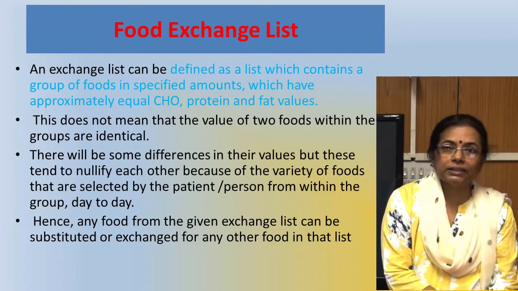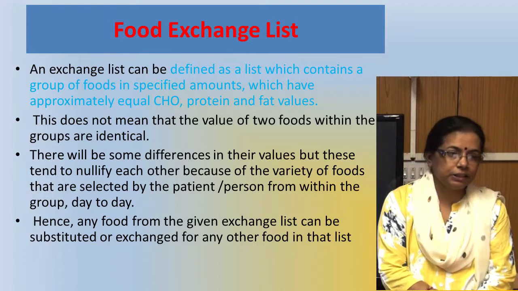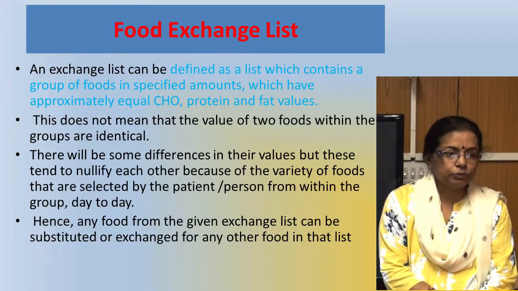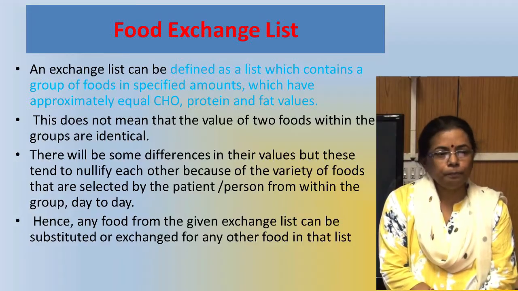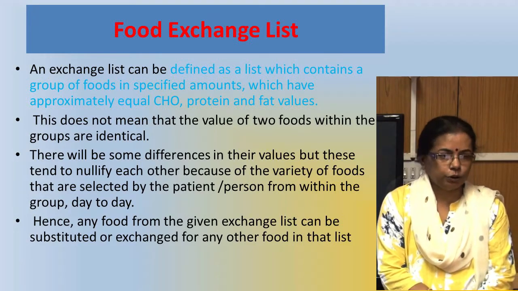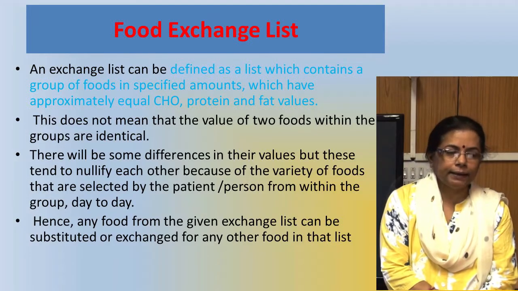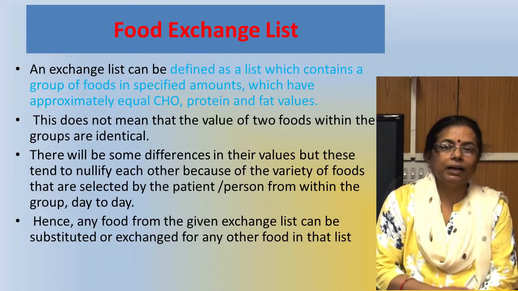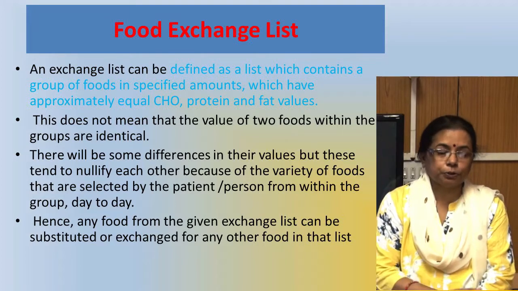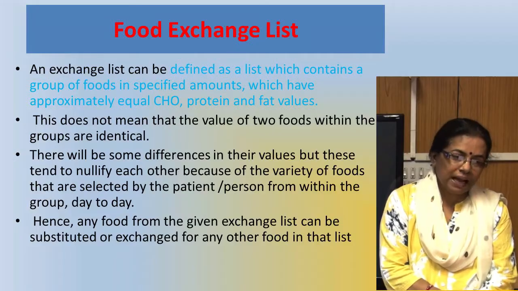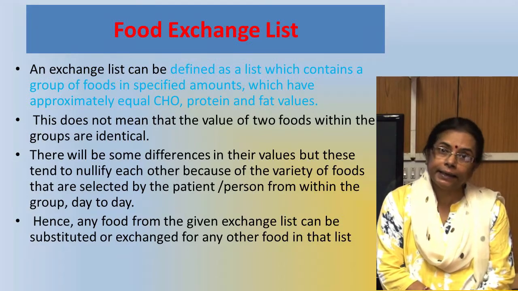So I used one term, food exchange list. A food list can be prepared from the food exchange list. So what is a food exchange list? A food exchange list can be defined as a list which contains a group of foods in a specified amount, which have approximately equal carbohydrate, protein and fat values. This does not mean that values of two foods within that particular group are identical. There will be some difference, but they tend to nullify each other because a variety of foods are generally selected from each list for day-to-day cooking. Hence, any food from the given exchange list can be substituted or exchanged for any other food in that list.